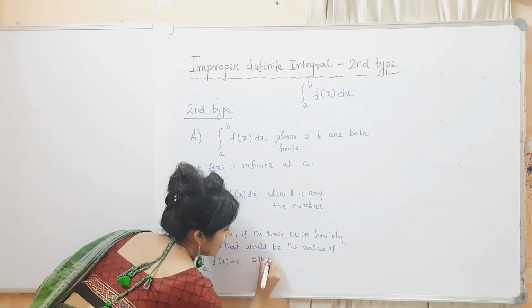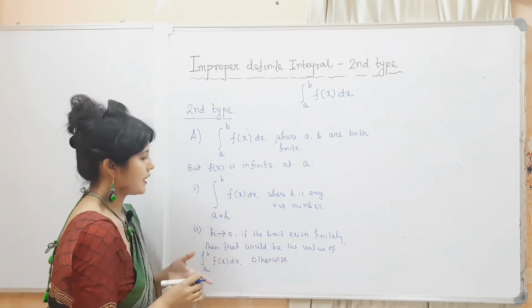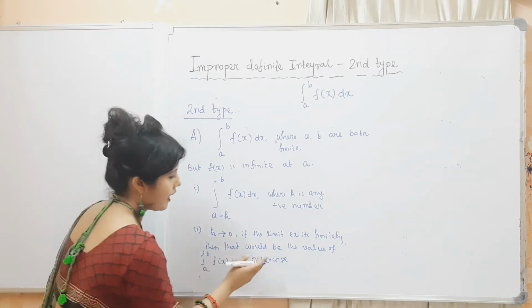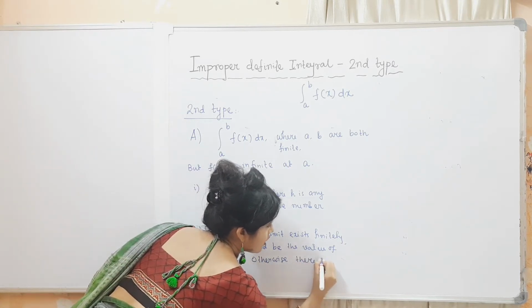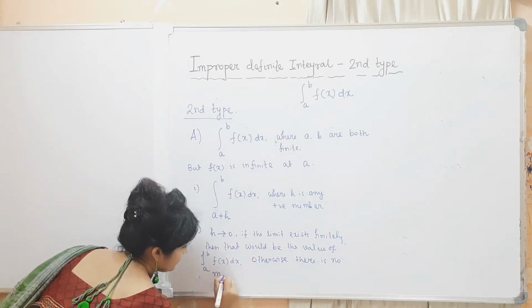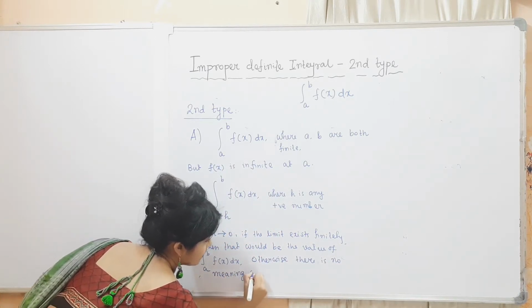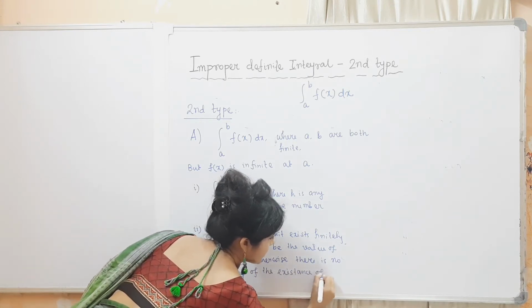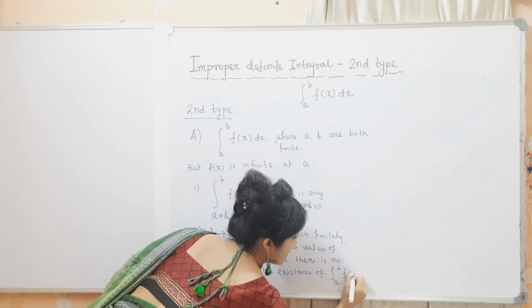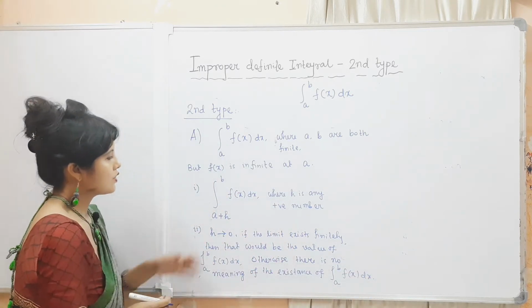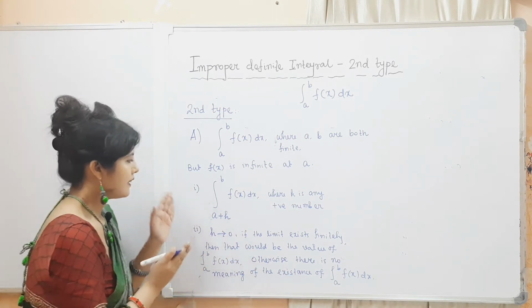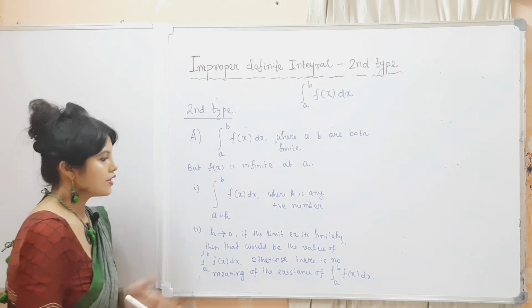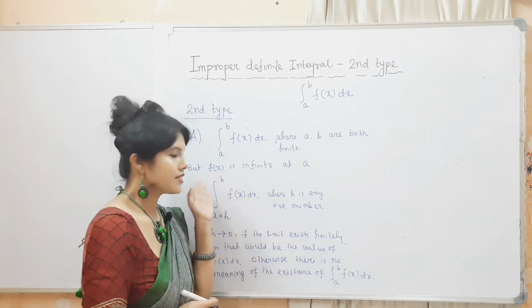Otherwise, that is, if the limiting value is not finite, if it is infinite, then there is no meaning of the existence of the integration a to b f of x dx. So if the limit is infinite, there is no meaning of the existence of this kind of integration. So that is the general formula of section A.